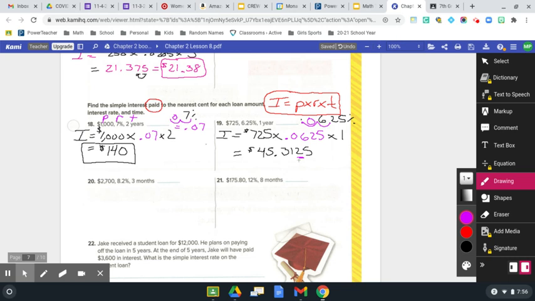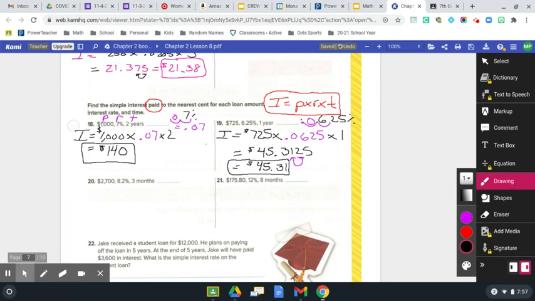So I look in the thousandths. That 2 tells me what to do in the hundredths spot. So in this case, this is going to be $45.31. That is the interest that you owe the bank on this $725 loan that you're taking out for 1 year. So again, it's the same formula. You're doing the same process that we did yesterday. The only difference is understanding what a savings account interest does and what a loan interest does.